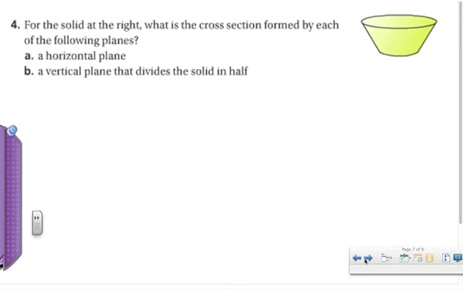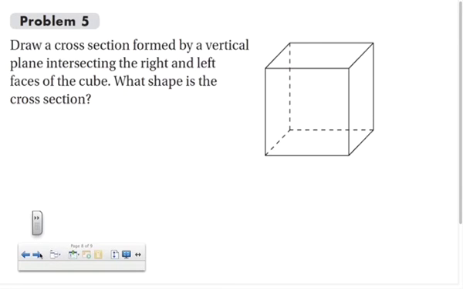Okay, problem 4 is a your turn. Please take a moment within your group and identify those cross sections. Drawing a cross section, and once again, I know it's kind of a pain. That's why there's only 3 of them in your homework.